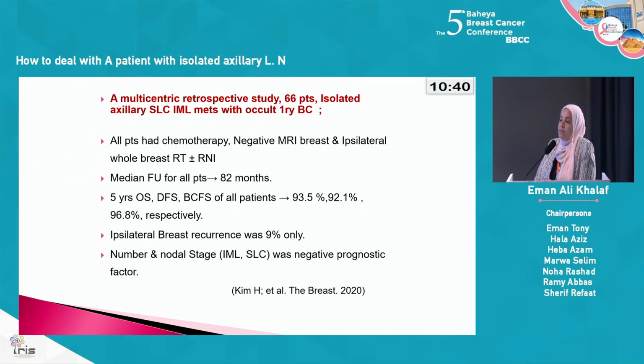This result showed very good local control for such patients when treated by ipsilateral whole breast radiotherapy, in which the 5 year overall survival, disease-free survival, and breast cancer-free survival of all patients were 93, 92, and 96% respectively. And this study showed as well that the incidence of ipsilateral breast recurrence was only 9%. And the most important negative prognostic factor was the number of involved lymph nodes and the nodal stage, like internal mammary lymph node or supraclavicular lymph node involvement.